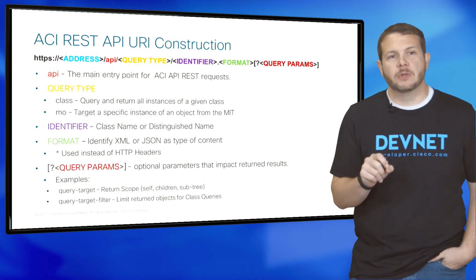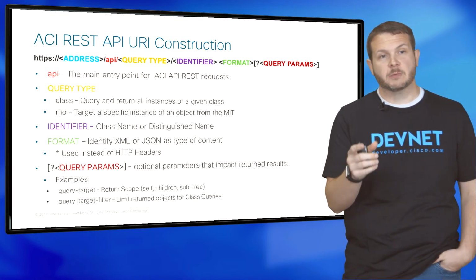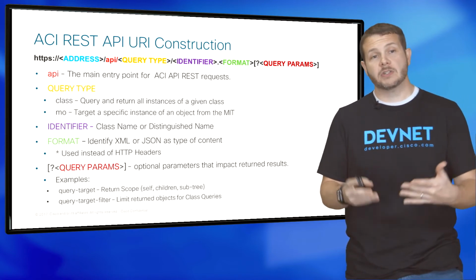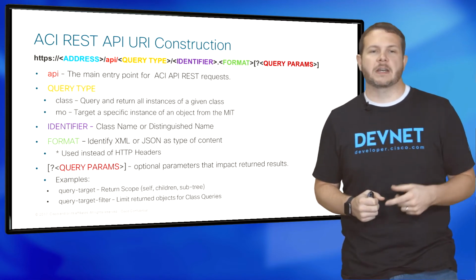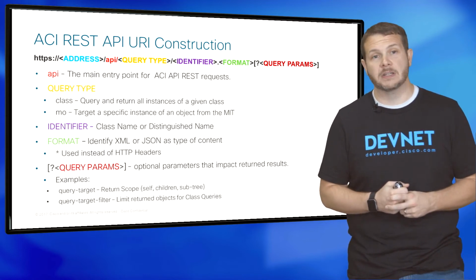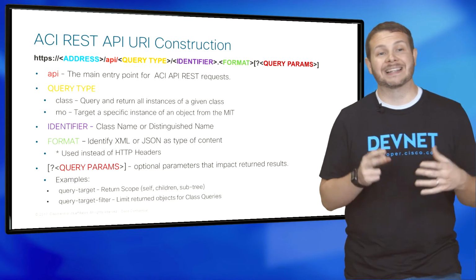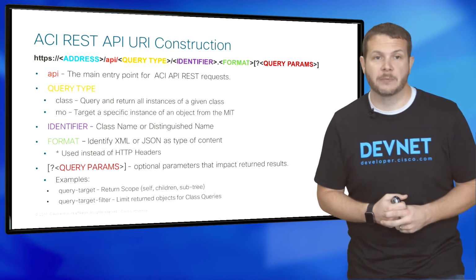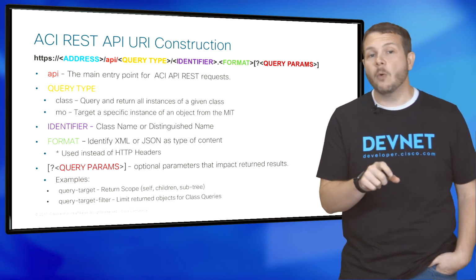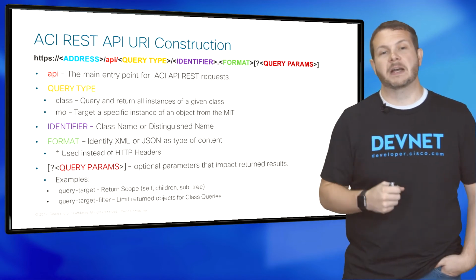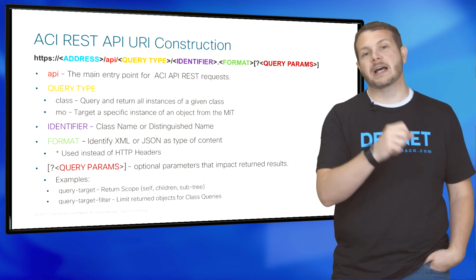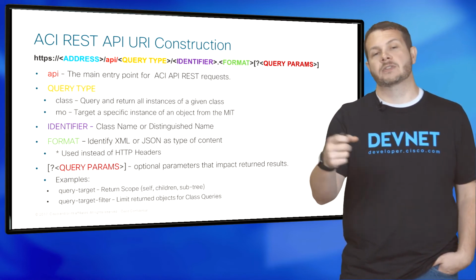So the way the format goes through here is we will start out like most REST APIs with the address of the APIC controller. We'll then go through the main entry point for the ACI REST API, which is just api. Now then we get into the query types. So when we saw in Visore that we can make both class as well as distinguished name-based queries, inside of the API, those correspond to either a class query type or an mo, which stands for managed object. Following the query type is our identifier. This will be the class name or the distinguished name that we are looking to make our API call against. Following the identifier is the format, and that'll either be .xml or .json to determine which format it is that we're interested in working with.